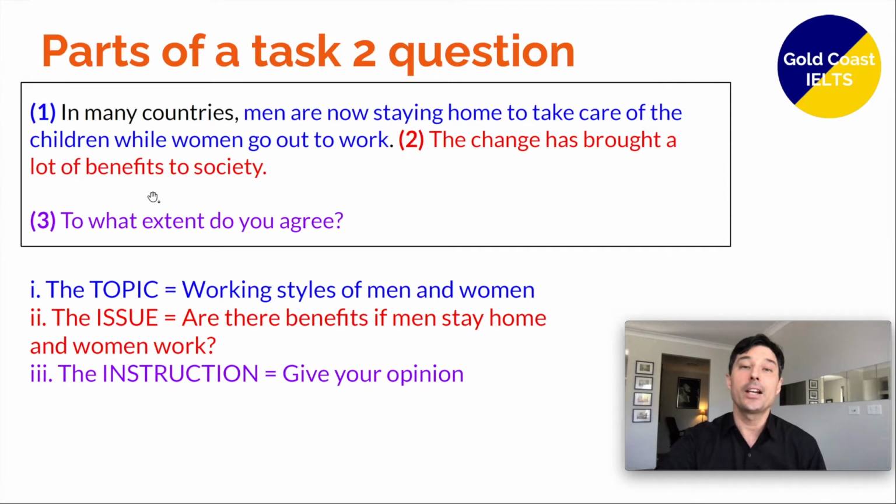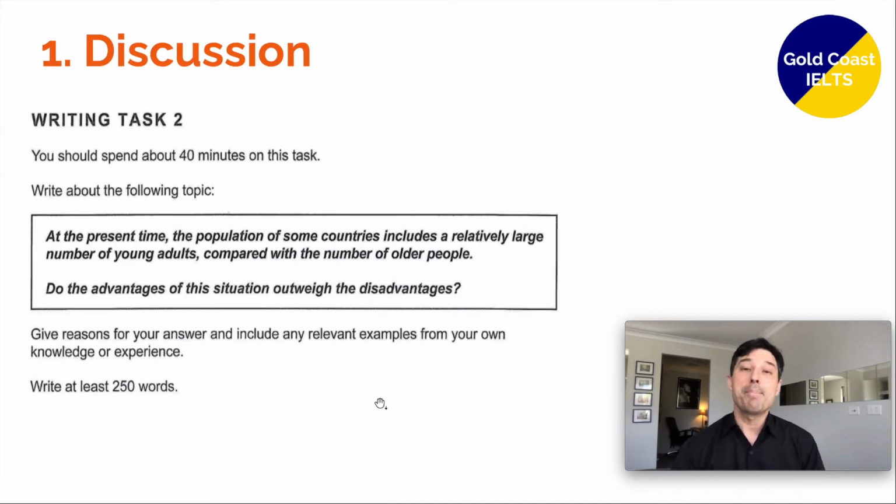So we can color code this question and break it down into blue, the topic, which is the working styles of men and women. The issue is, are there benefits if men stay home and women work? The instruction, that's what you need to do in the essay, in your response. That's give your opinion. So let's look now at the 3 main different kinds of IELTS essay questions and analyze them a little bit. We can also make some topics for our B1 and B2, and I'll show you exactly how I would do that.